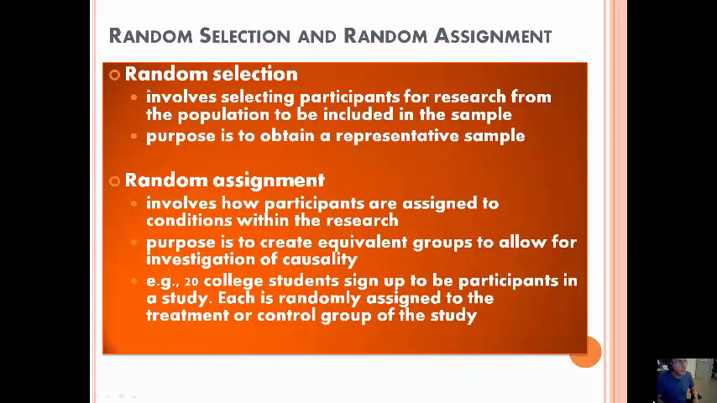Random selection and random assignment. Please review this because it is very important that you consider the idea of random assignment. As I've read all of your dissertation or research proposals, some of them don't take random assignment into consideration very seriously. Very important that you do that.